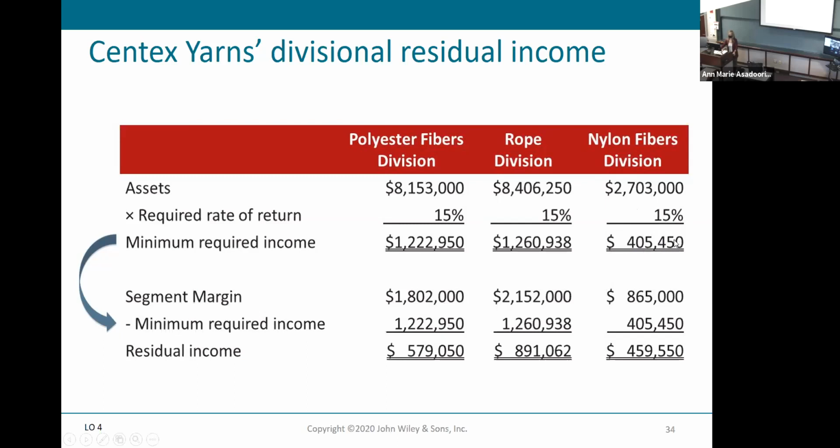And it is $405,450. If you remember, the net income, or this is segment margin, because we're evaluating the segment, is $865,000. So I'm comparing what I need to bring in versus what I did bring in. And this is a positive residual income, so it would be looked at favorably. And of course it's positive because we already know that they're earning 32%, right? So we've already calculated ROI, and I know that it is well beyond the 15%.